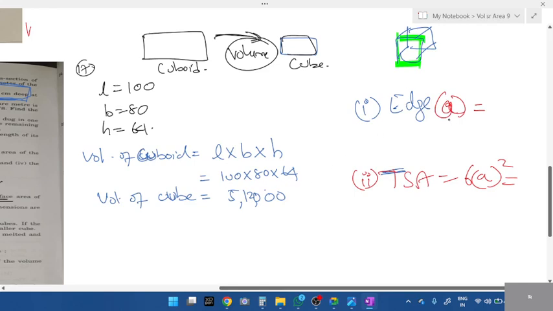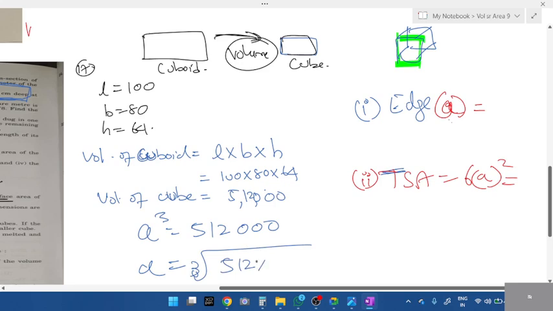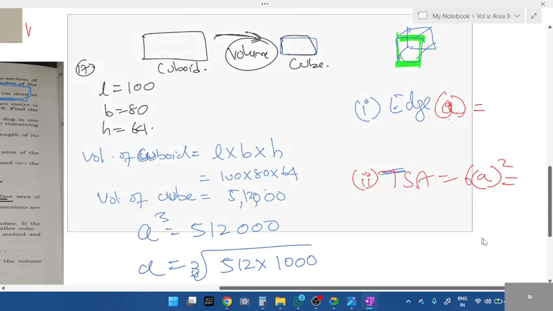Okay, complete it. We need to find A value. Volume of cube is given. Use volume of cube formula. A cube is equal to 512,000. Find the value of A first. Cube root of 512,000. How can I write 512,000? Can I write 512 into 1000? Is it correct? 512 into 1000?